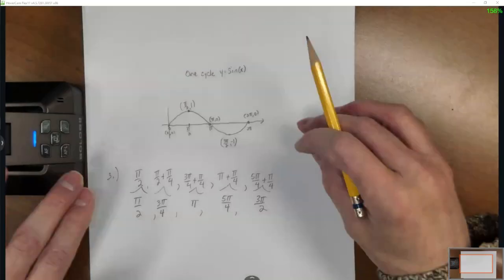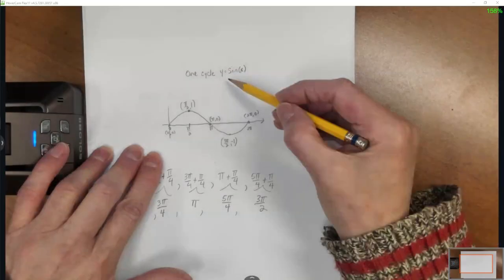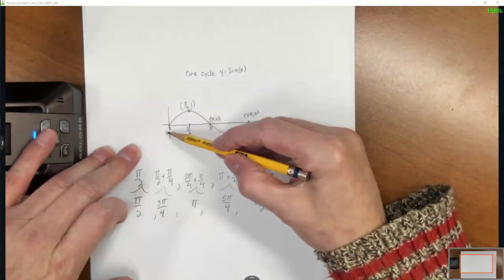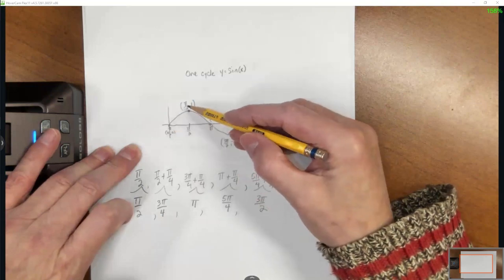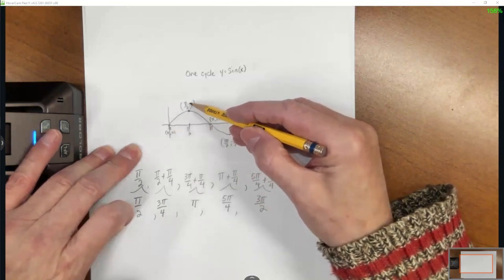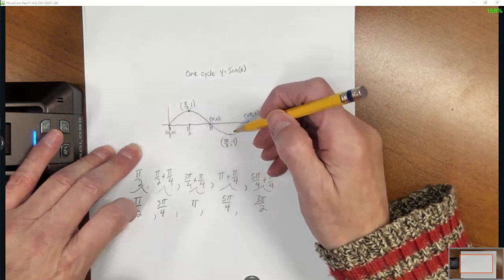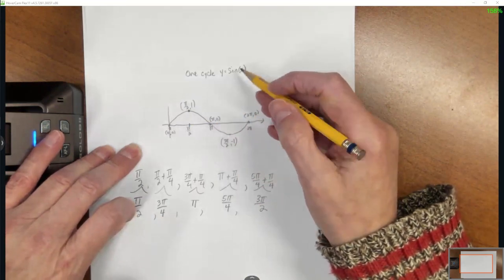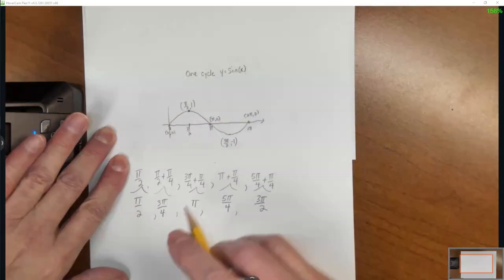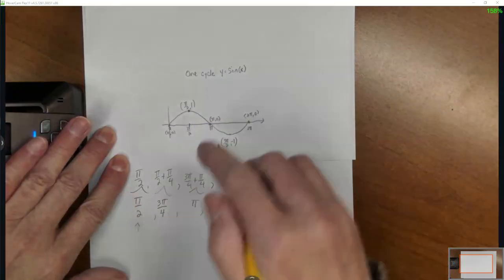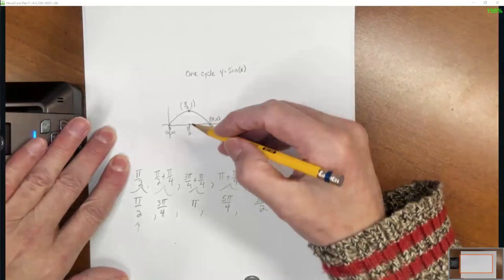Okay, now let's remember what one cycle of the regular unmodified y equals sine x looked like. The x value we started with was 0. The next value was pi over 2. The next was pi, and the next was 3 pi over 2, and then 2 pi was our full cycle. We modified that now so that everything starts at pi over 2. It's shifted over to start at pi over 2.